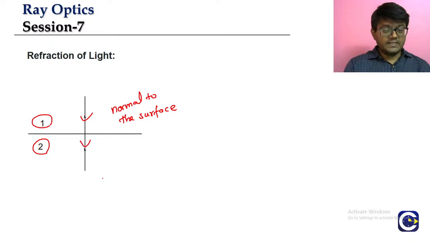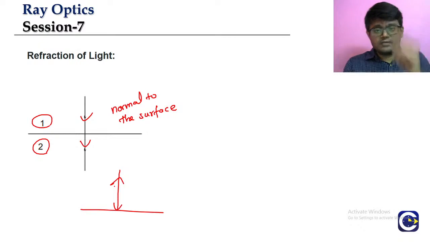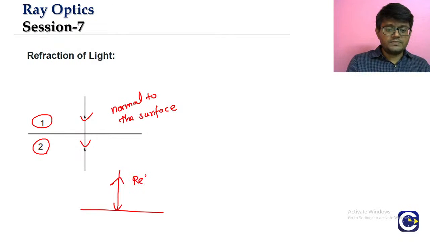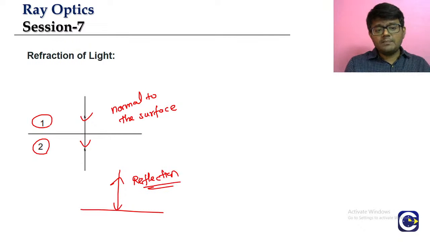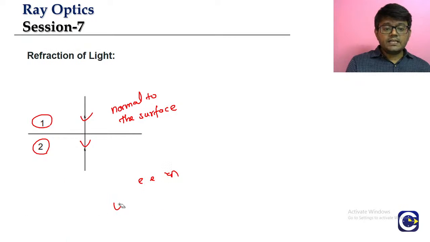The difference is what? In case of reflection, if it is a normal incidence, what did we study? The reflected ray will just turn backwards. That is what we have seen in the case of the reflection. Now here, what will happen in the case of the refraction? We will see that the ray will just go along that same normal.